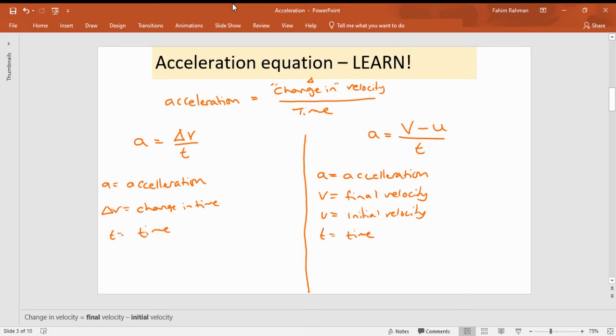Okay, so basically by saying the final minus the initial velocity, it's just another way of saying the difference in velocities. So they both mean relatively the same thing, and if we're looking for our units, we've spoken about them already. Acceleration units are meters per second squared, velocity units are meters per second, and then time is in seconds.